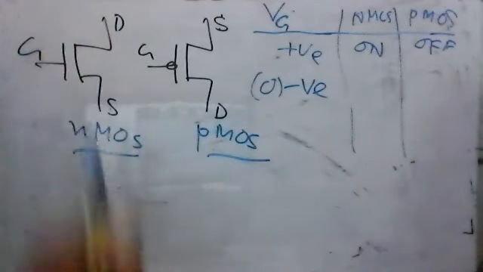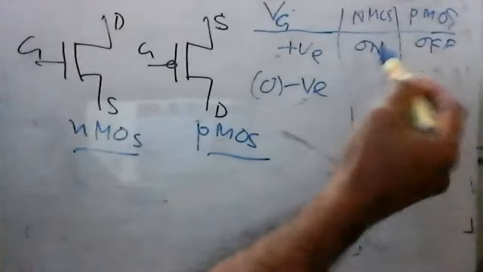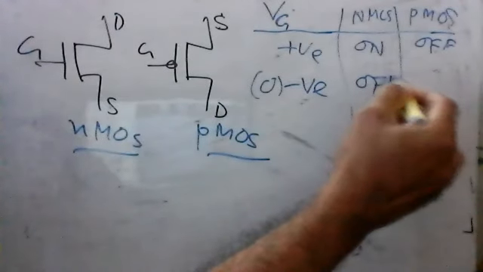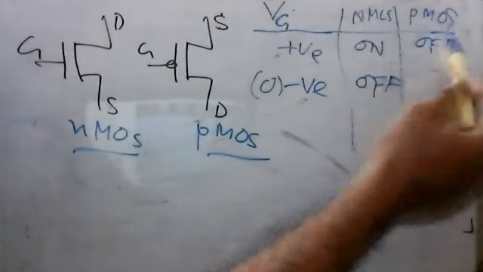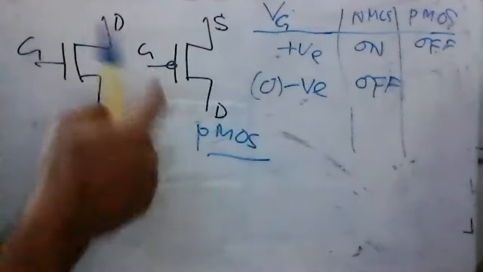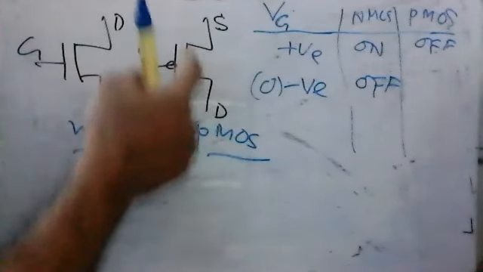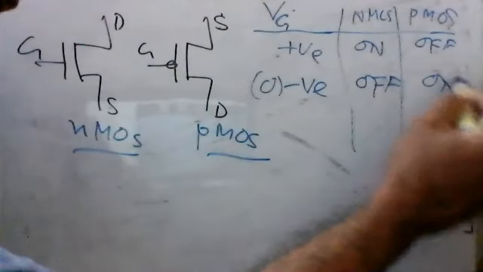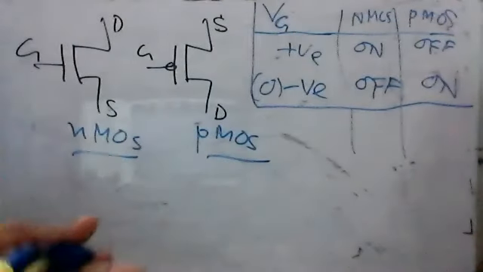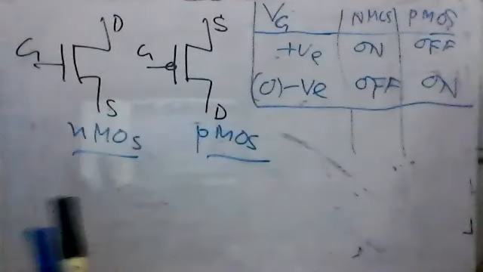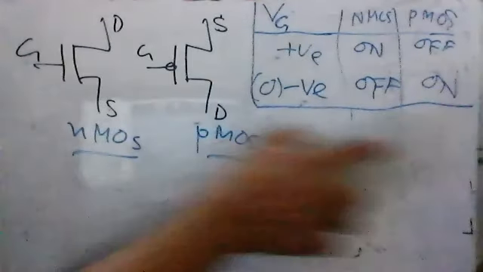No channel means no current flow. So that means this one will be off, and for the PMOS, we already know that when you apply a negative voltage here, then there will be a channel here, and the current will flow. That means this one is on. So this is the summary. This is the gate voltage, and the gate voltage is the main one, the dominating factor.